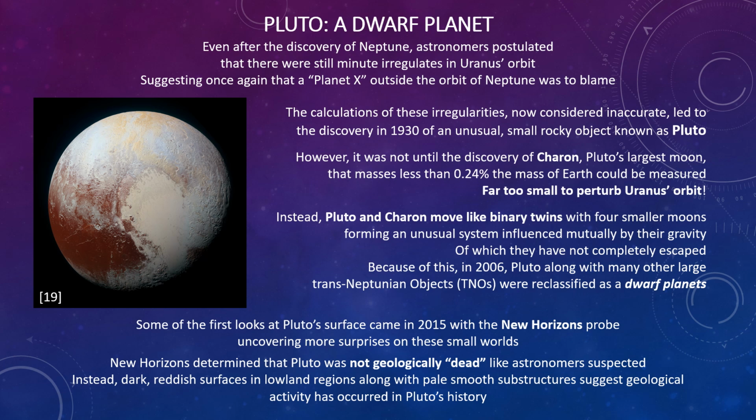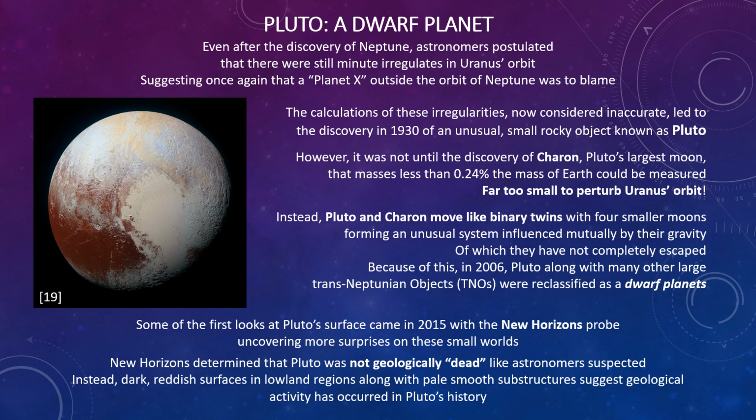Pluto and Charon are roughly the same size, and so rather than Charon orbiting around Pluto, they orbit around each other. And so it's not really clear what the largest thing, the most dominant gravitational body in that system is, and so it's not considered a planet for, among many reasons, that being the primary one.